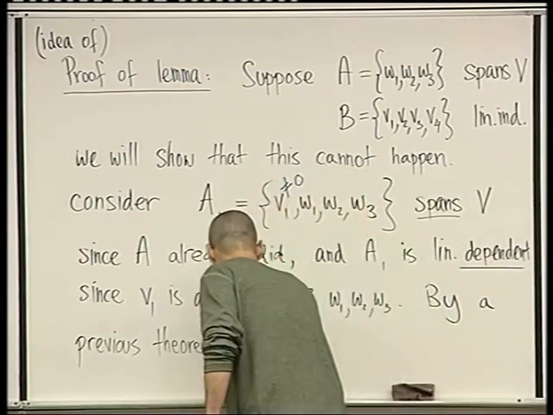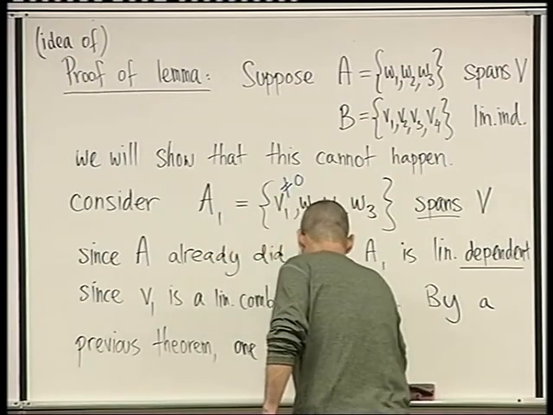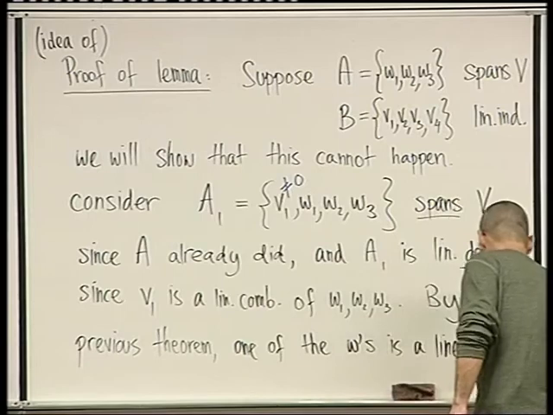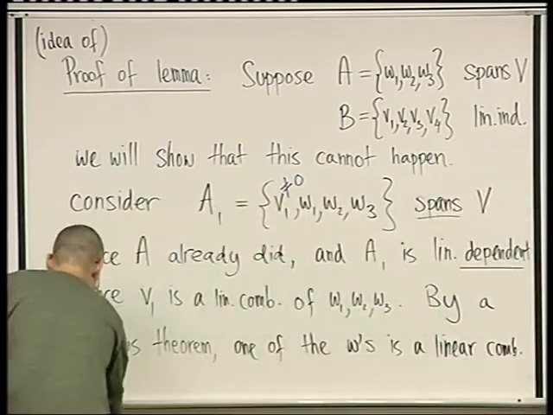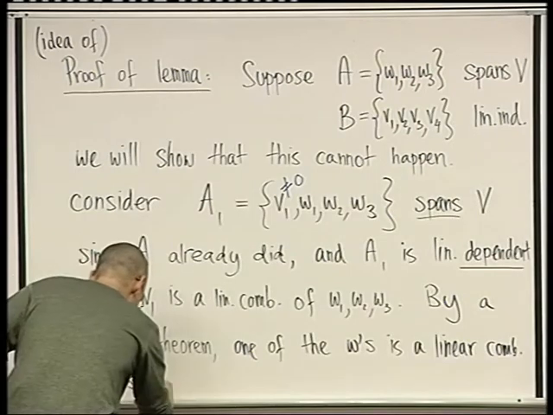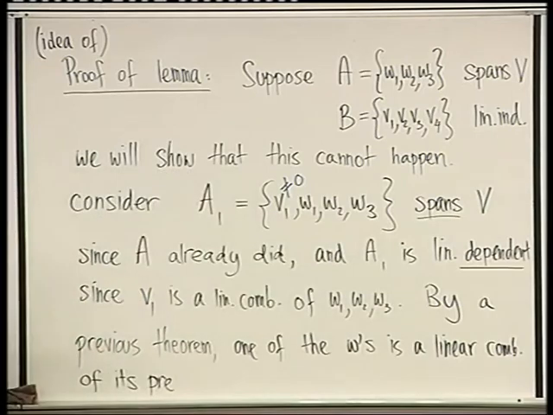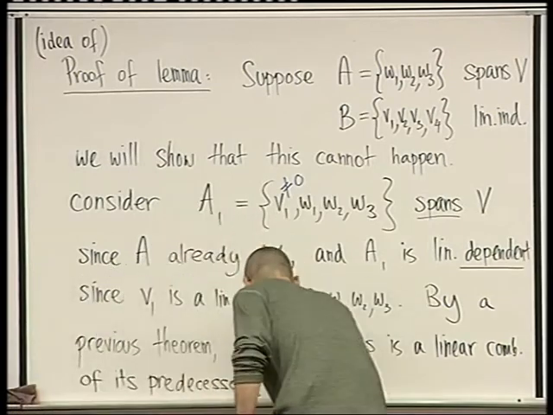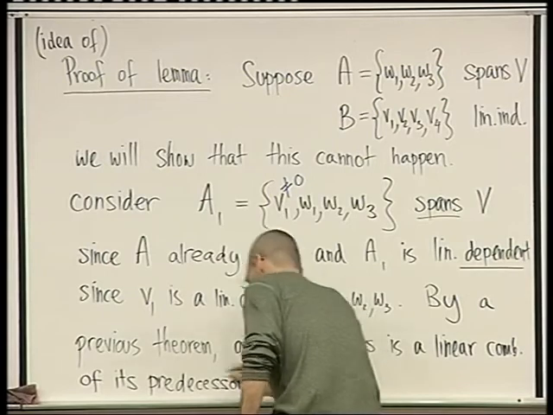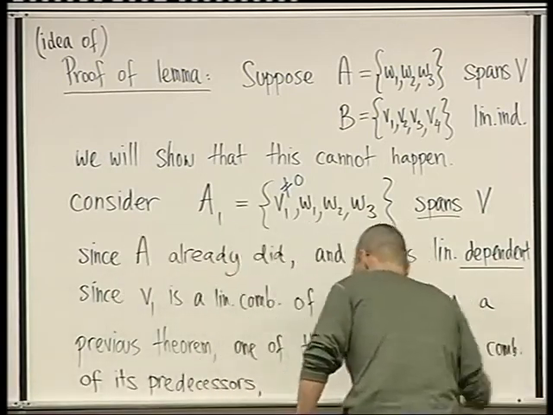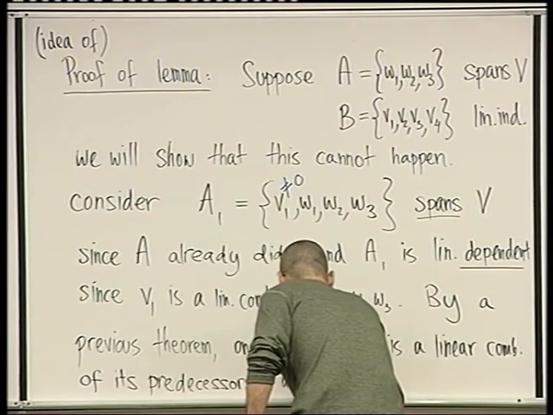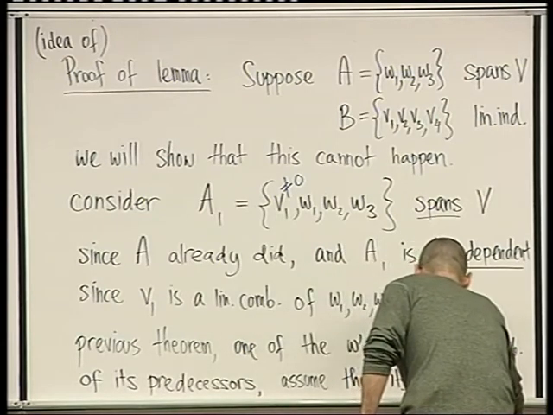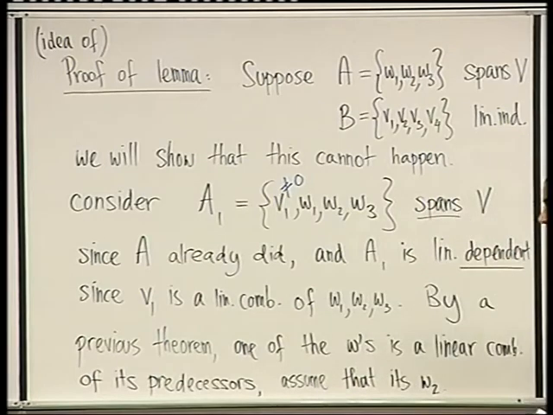By a previous theorem, one of the W's is a linear combination of its predecessors in the order they're written in A1. Okay, of its predecessors. Assume that it's W2. That's what I choose. What was the question?